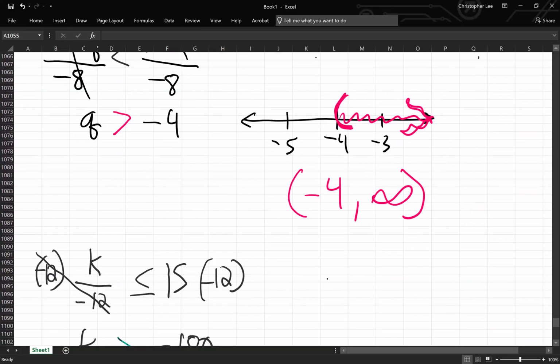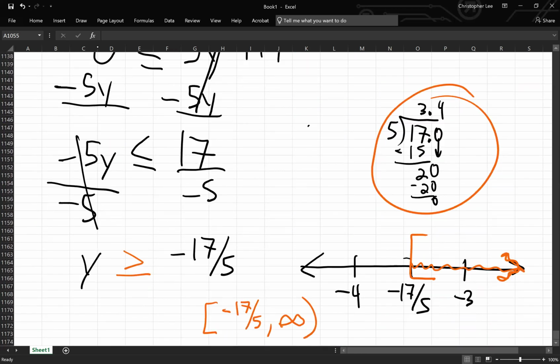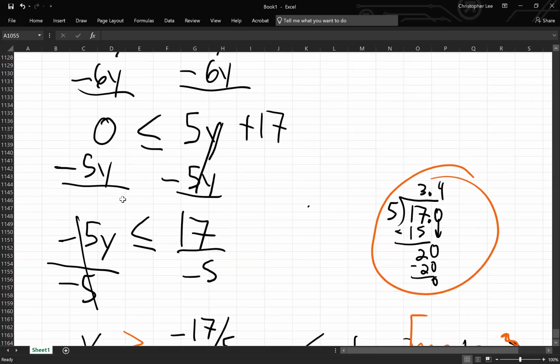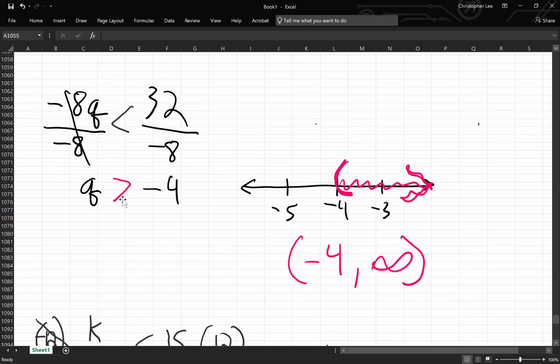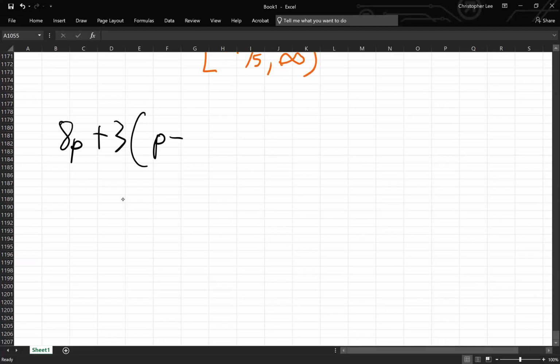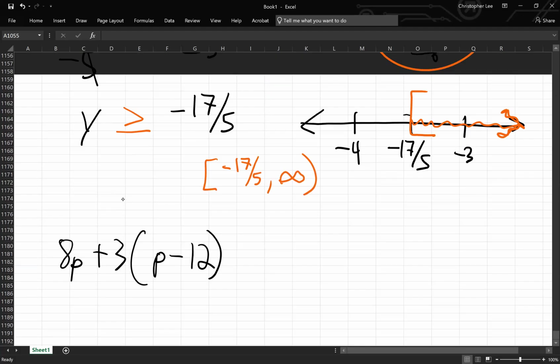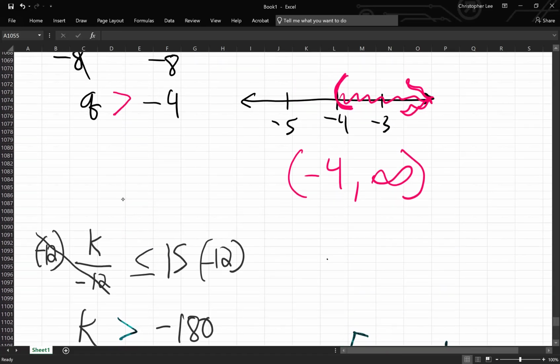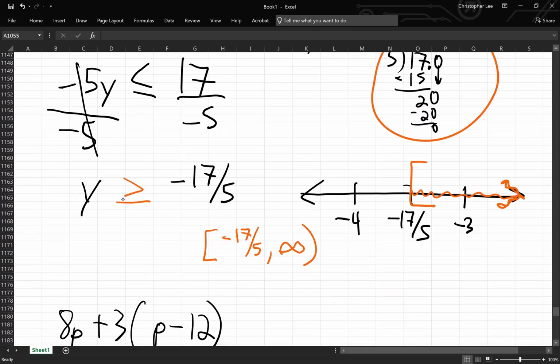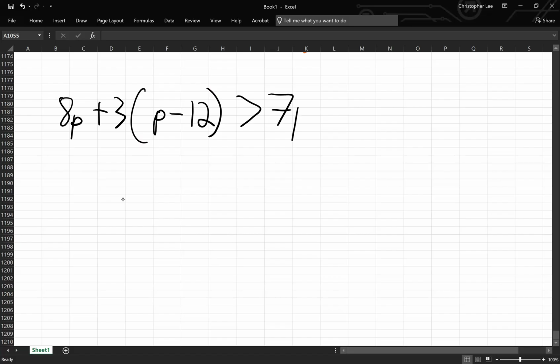I have 8p plus 3, open parentheses. So now this is looking like what we did yesterday, you know? P minus 12. P minus 12. Bear with me one second, please. I'm sorry about this. A lot of scrolling. Greater than 7p minus 28. Greater than 7p minus 28. Okay. I'm sorry about that, right?